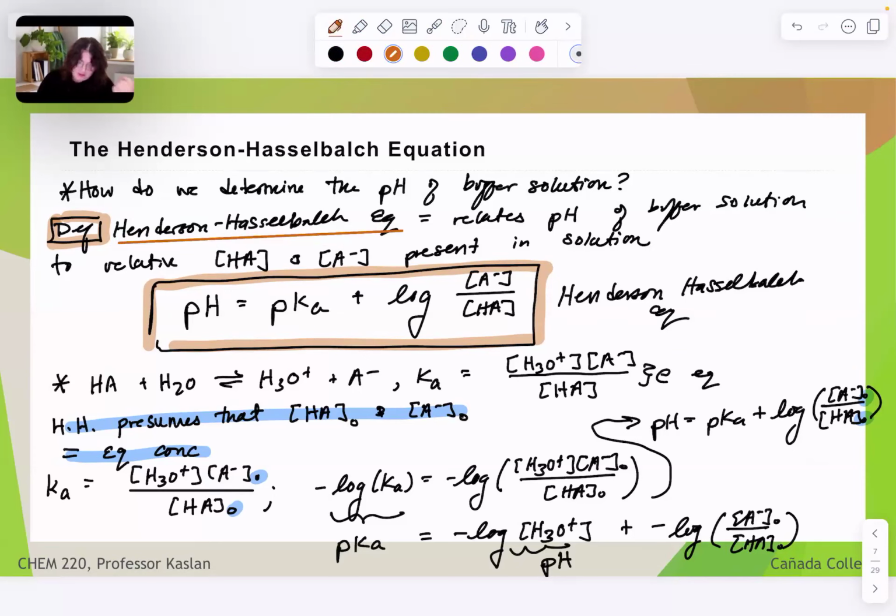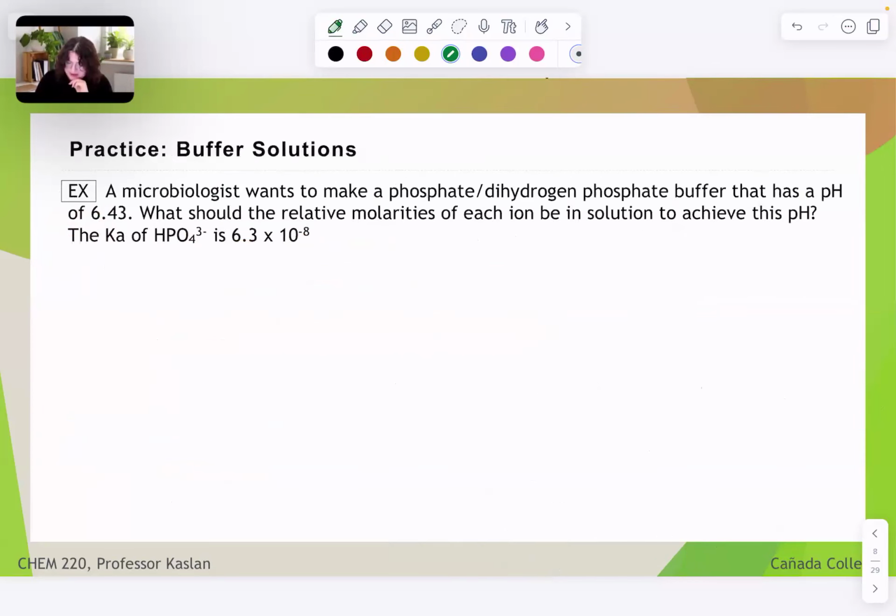If you are a biologist or trying to obtain a biology degree, you are going to be dealing with buffers a lot. So let's practice how we think about the Henderson-Hasselbalch equation, how that allows us to think about preparing a buffer solution. So here we have an example.